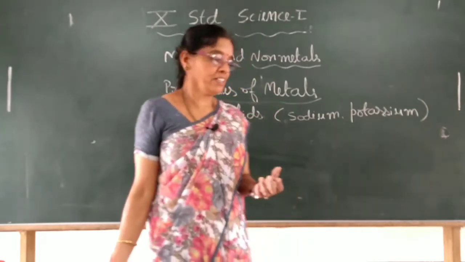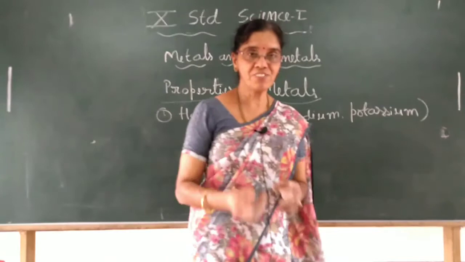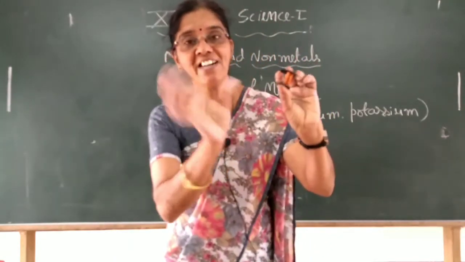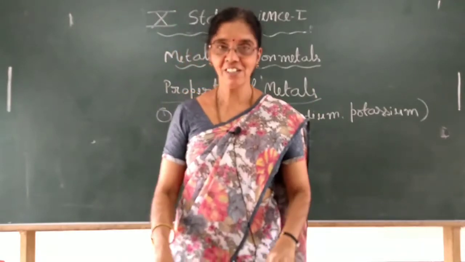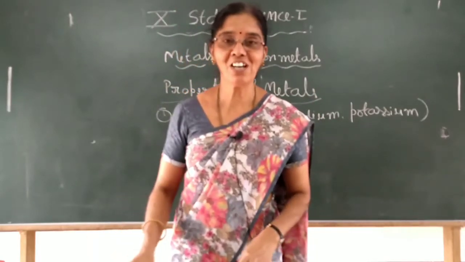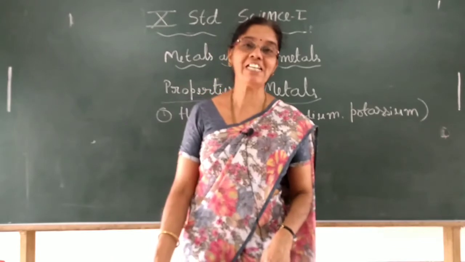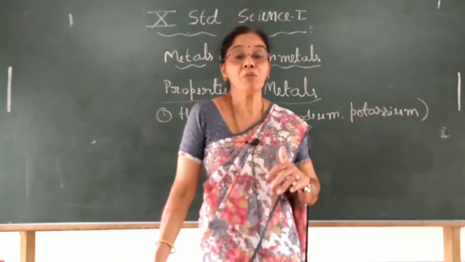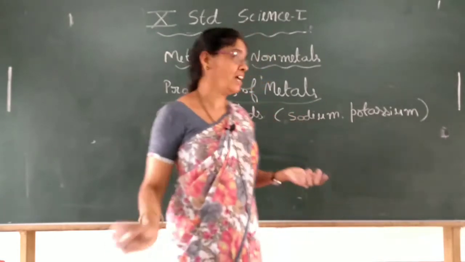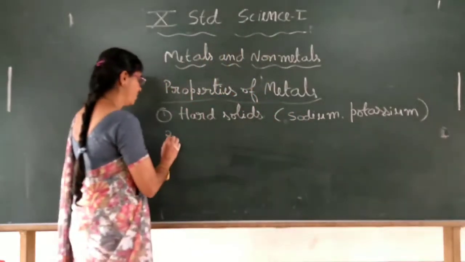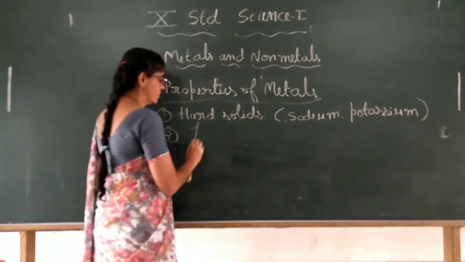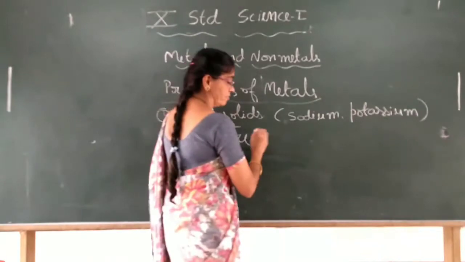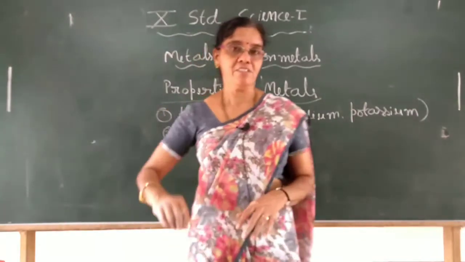Okay. Then if you see the surface of the metal, see how it is. Luster, a shining surface they have. That is why the girls wear gold ornaments or silver ornaments. They use metals to decorate their bodies with ornaments, right? Because they have a shining surface, and we call it the property called luster. Shining property.